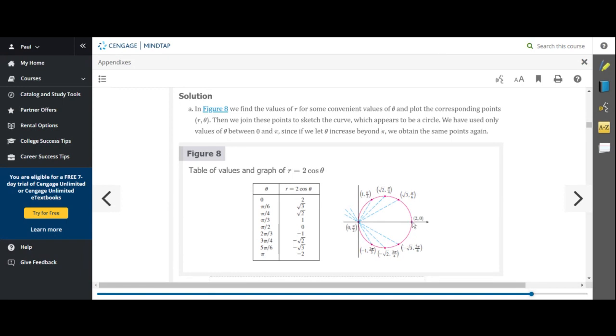So you've now completed the circle, and you don't need to pick any more angles to determine what this polar curve looks like. It's going to be a circle centered at 1, 0 with radius 1. But are we okay with this polar curve, how they got the polar curve? Are we all right with that?